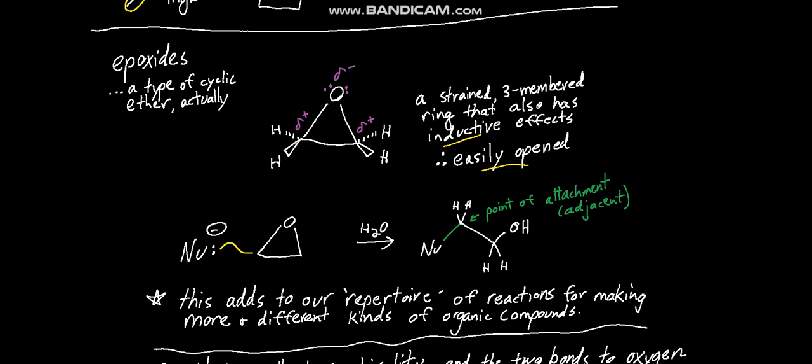A nucleophile can come in toward the delta plus carbon, break this bond, so bond forming, bond breaking. You see the new bond that's formed here. The oxygen stays attached to this other carbon, notice, and then it picks up a hydrogen. So our point of attachment of the nucleophile is adjacent to the carbon bearing the alcohol. That adds a lot of versatility, adds to our toolbox, our repertoire of reactions for making different kinds of organic compounds.